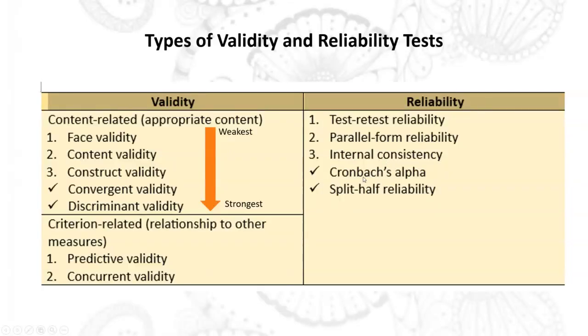Maybe test-retest and internal consistency are two reliability tests commonly found in research papers. And under internal consistency, we have Cronbach's alpha and split-half.